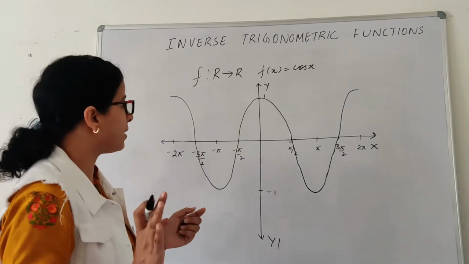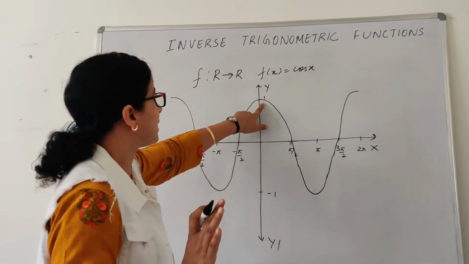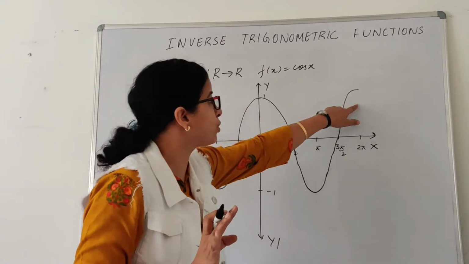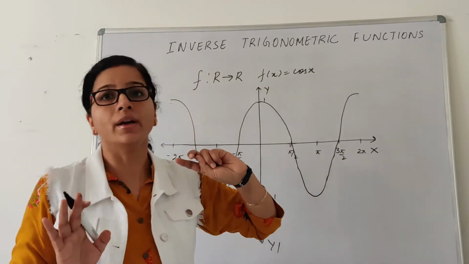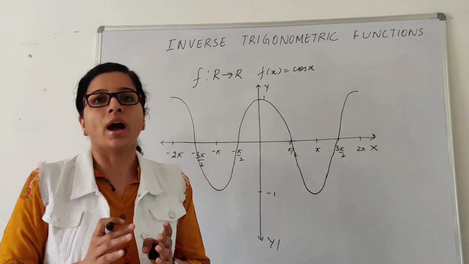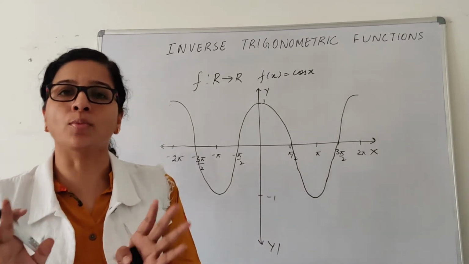Okay. Similarly, in the case here, it is a many-one function. You can see this value can be attained at 0, at 2 pi, at minus 2 pi, right? So it is a many-one function. So we can change a many-one function to a one-one function if we restrict the domain, right?